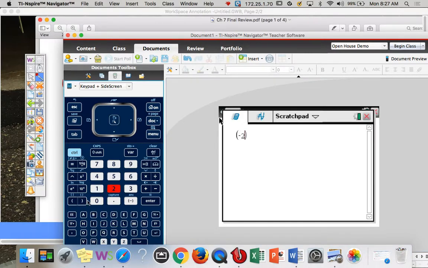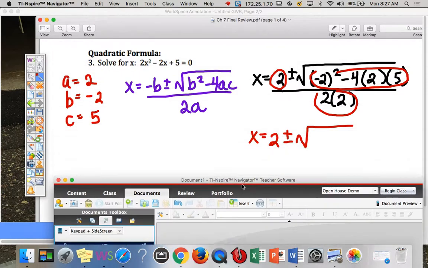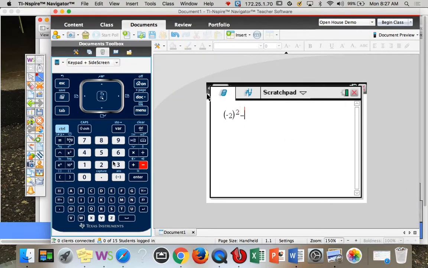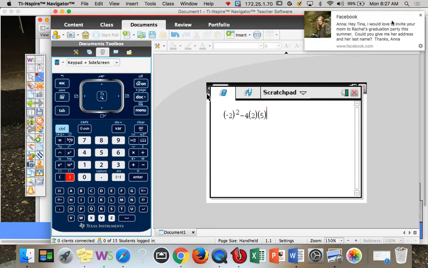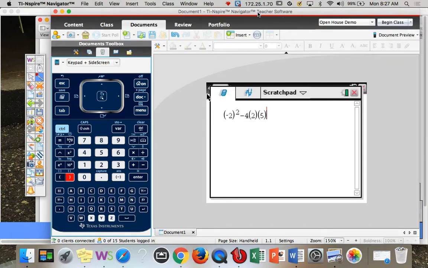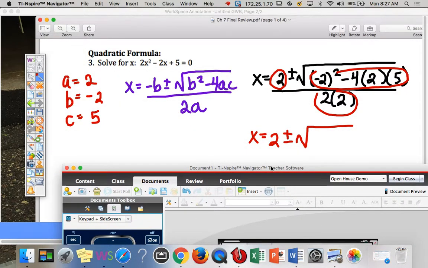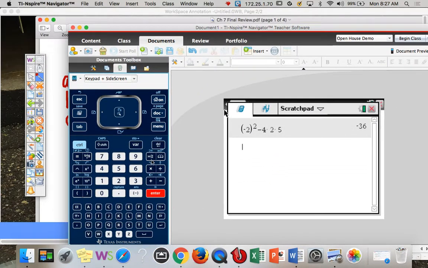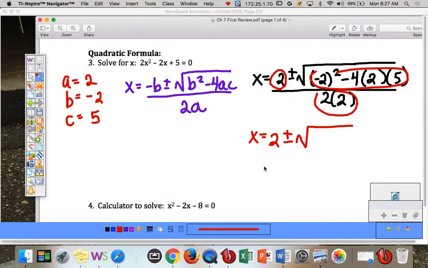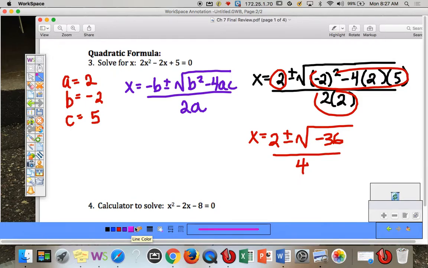So we have negative 2 squared minus 4 times 2 times 5. Alright, so we type that in, and we get the discriminant, negative 36. Okay, so negative 36 all over 4. And this means that there's no real solution, there are two imaginary roots.